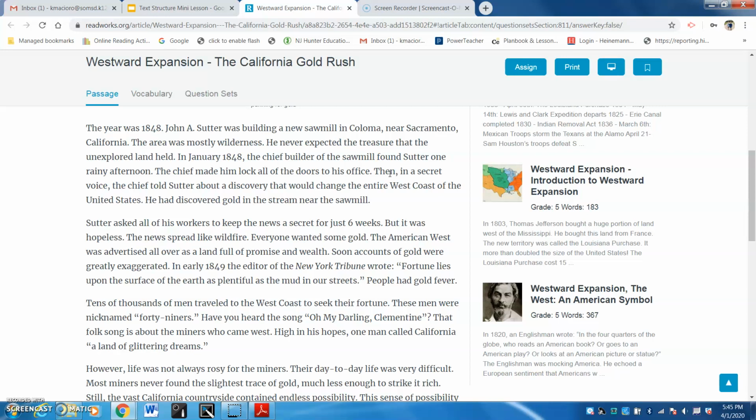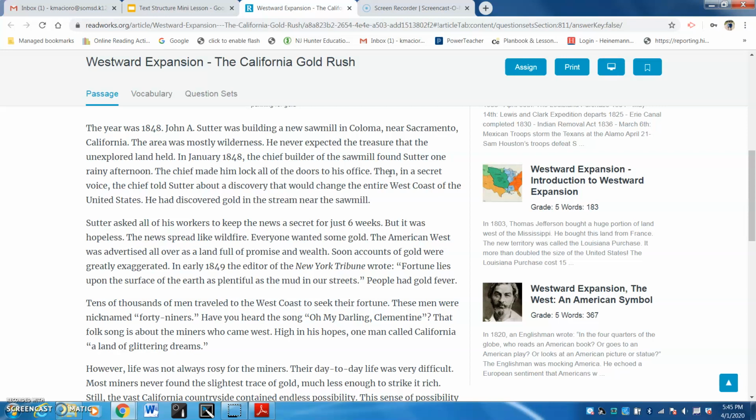Okay, so I'm going to stop at that chunk and I'm going to think about what I've just read. The boss asked Sutter to keep the news of his finding gold a secret, but that didn't work. The secret got out and it spread like wildfire, so everybody knew about it. And pretty soon, everyone had gold fever and they were moving to the West. So does that fit with what I previously read? Yeah, it does connect.